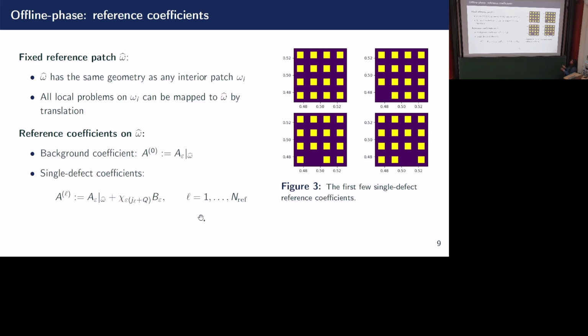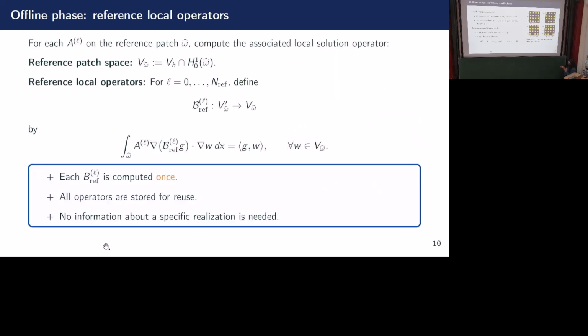Now, once we have these reference coefficients, we then want to compute these local solvers for each of these reference coefficients. And what we compute here, we are going to pre-compute and save. This is all we are going to use for any given realization of it. And just note that we only did 17 patch fine scale computations.